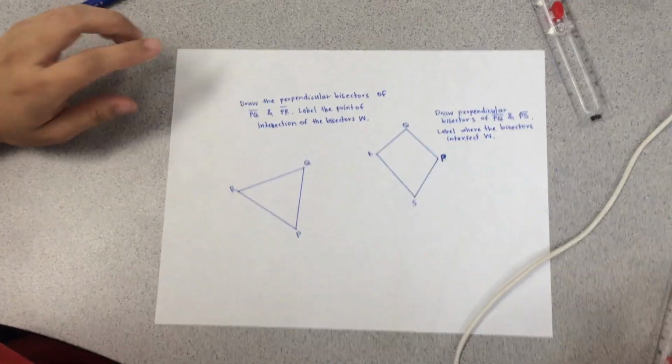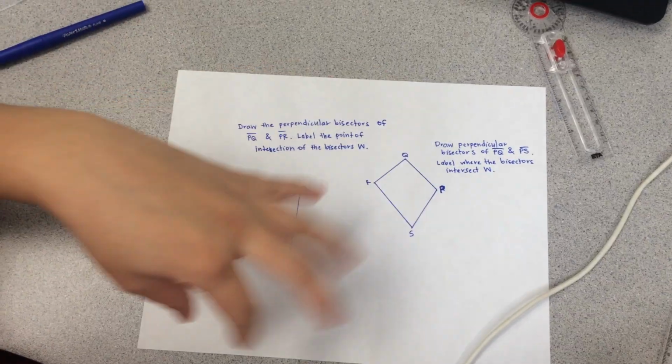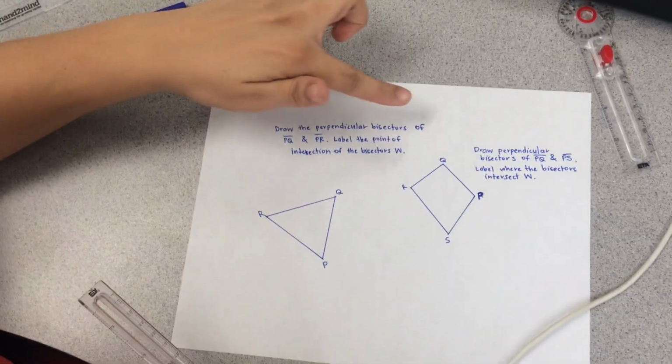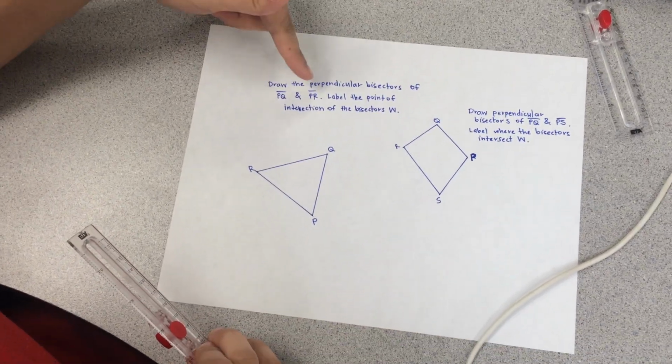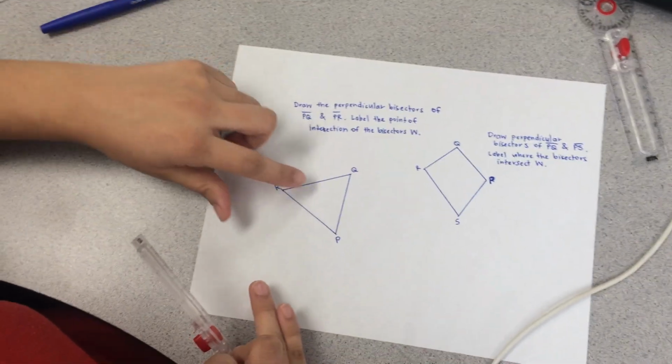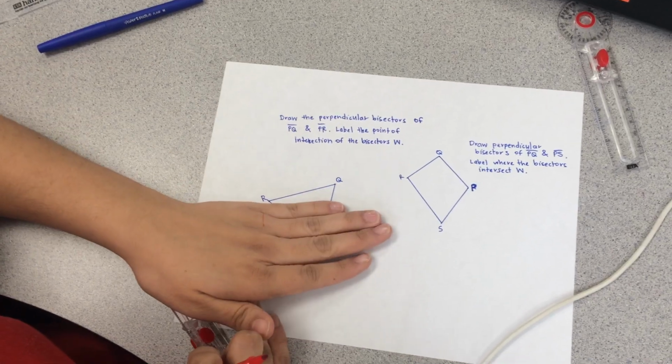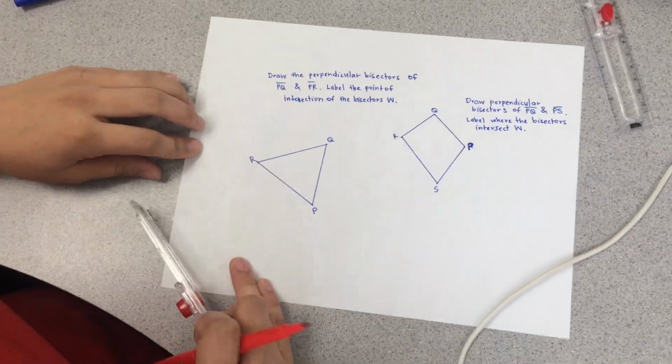All right, now this one asks us to draw perpendicular bisectors with shapes. So when we're given the directions, draw the perpendicular bisectors of PQ and PR, we're talking about lines that go perpendicular to just one side of each of these things.